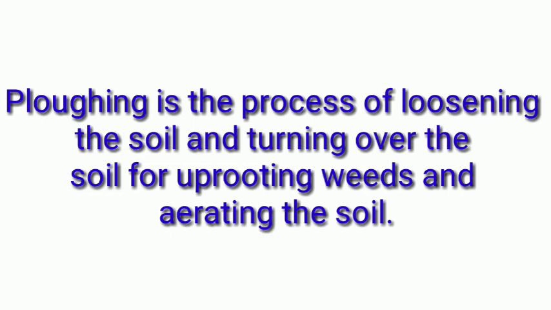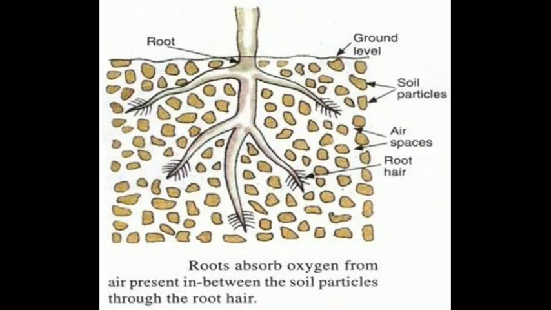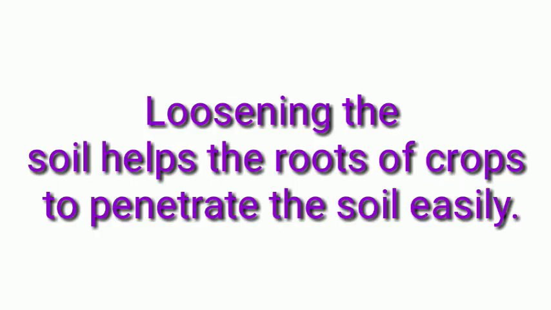And we know already that the roots also need to breathe, right? So that air they are going to get from the air which is mixed with the soil. This loosening of the soil helps the roots of the crops to penetrate the soil easily. So why do we need to loosen the soil? Loosening is done in order to make way for the roots to reach deep into the ground. If we do not plow the field, then what will happen? The roots will not get space to go deep inside the soil.